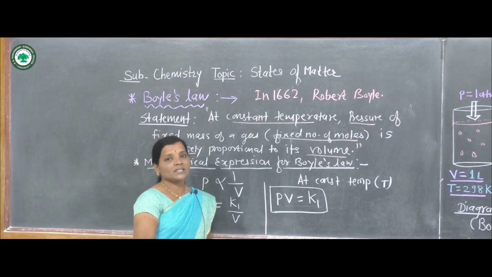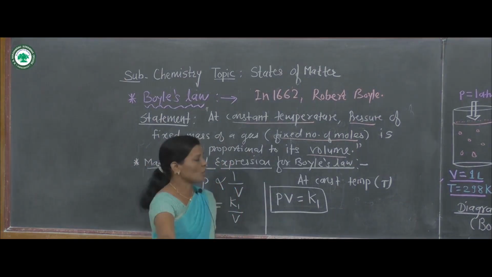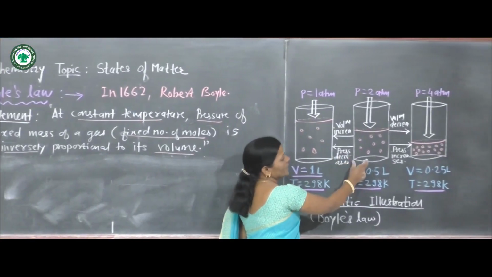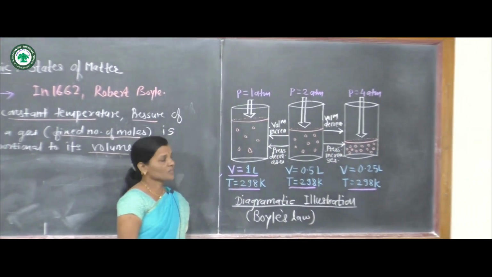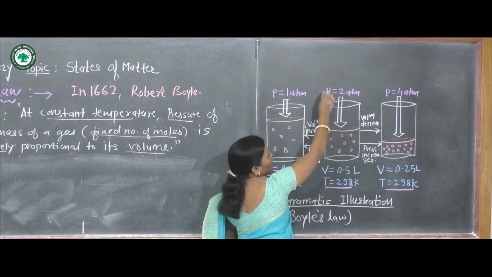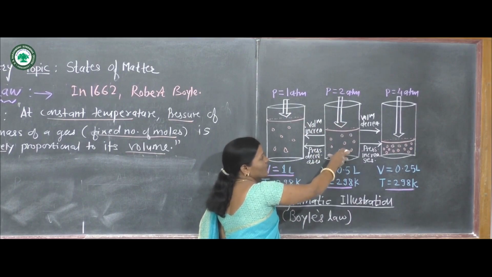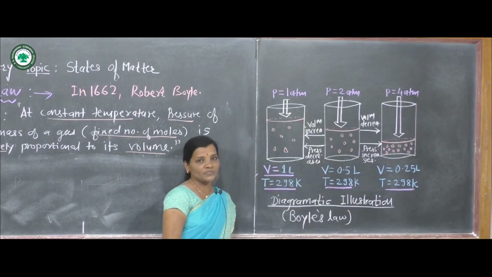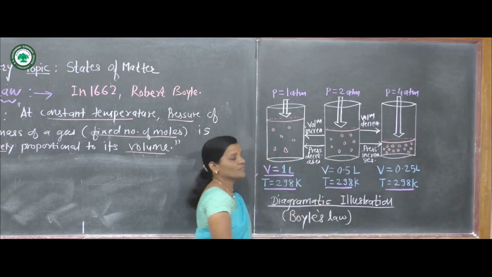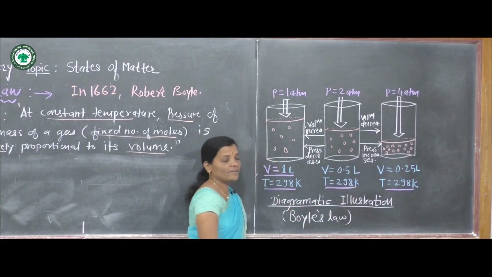Now let us see the diagrammatical representation for this Boyle's law given by Robert. Observe this figure. Three containers are shown in this figure. In the middle container, let us observe P, that is pressure applied to this gaseous system. Gas is filled in this container and pressure applied is 2 atmosphere, volume of this gaseous system is 0.5 liter, and temperature of the system is 298 Kelvin.